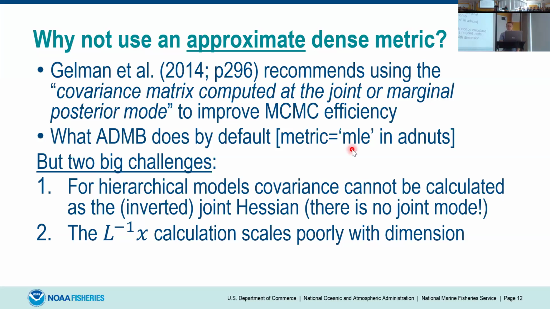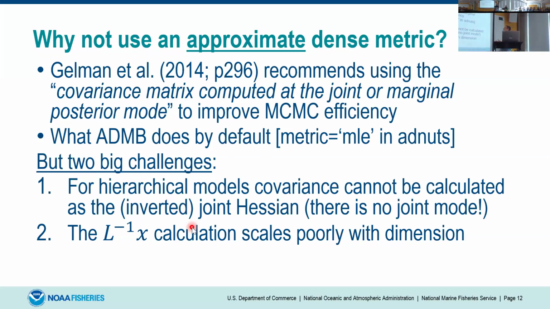And if you've used my package ADNUTS, metric equals MLE, that's what it's doing. It's using the Hessian to calculate a dense mass matrix, doing that rotation and sampling in that space. That's what my PhD was: modifying the ADMB code to do that.